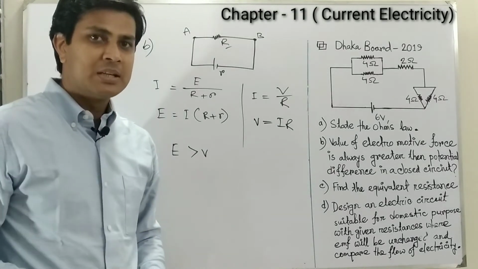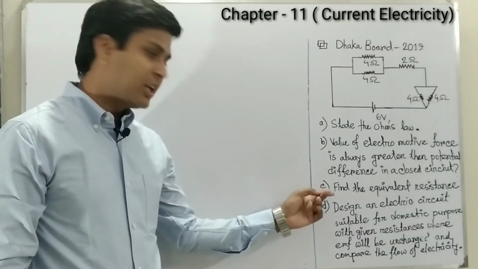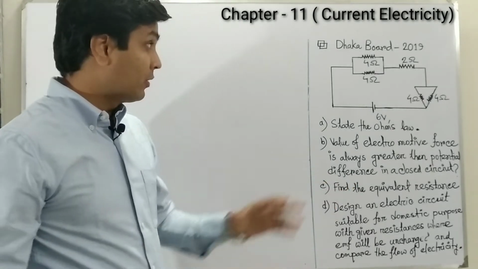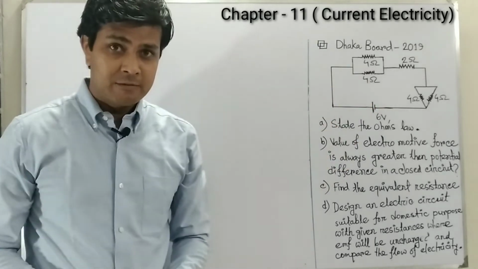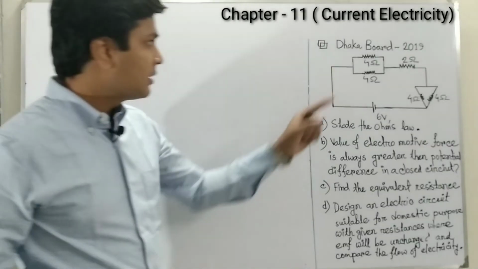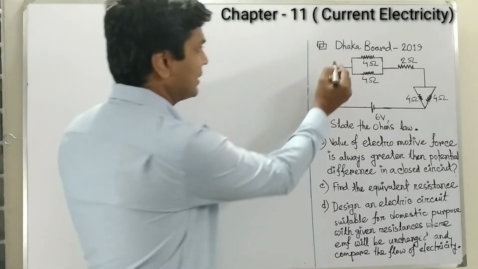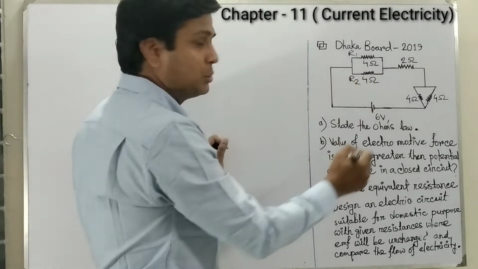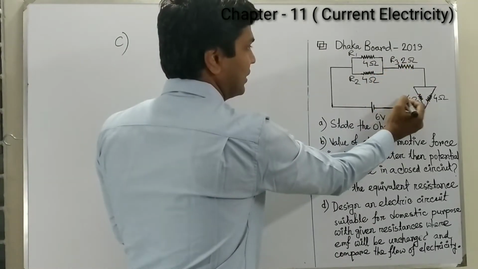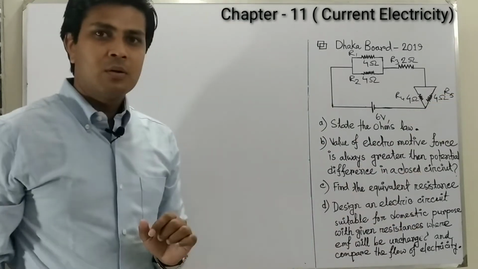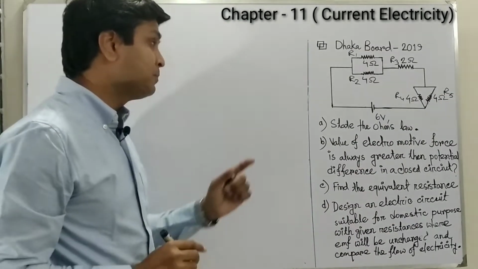Hope you have understood. Question number C. The question is: find the equivalent resistance of the circuit. We have to calculate the equivalent resistance of the circuit. Let's solve the math. Here is the first resistance R1, and R2, that one is R3, that is R4, and this one is R5. We have to number the resistances first.